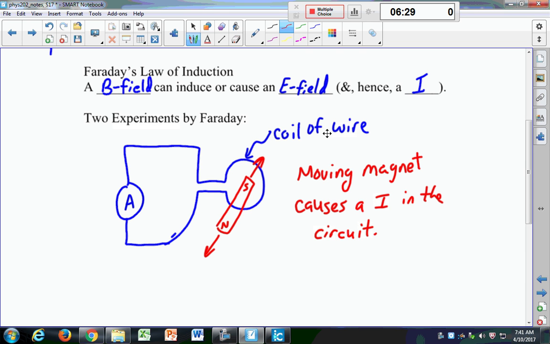And notice if I move it in one direction, the galvanometer goes in one direction, and if I move it in the other direction, the galvanometer goes in the other direction. That just means that when I'm moving the magnet in, the current goes in one direction, and then when I withdraw the magnet, the current goes in the other direction. I also want you to notice something else.